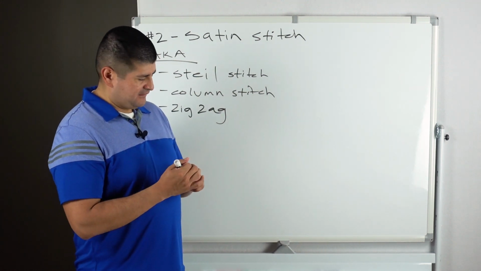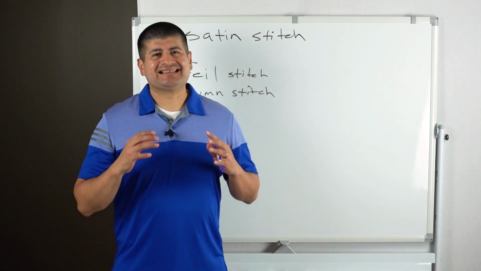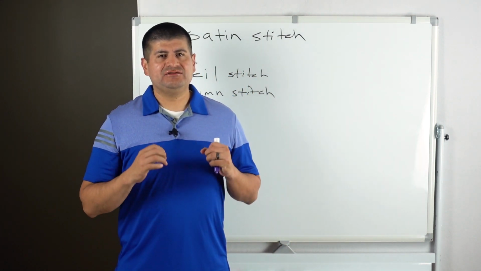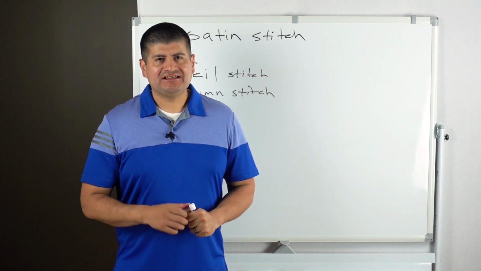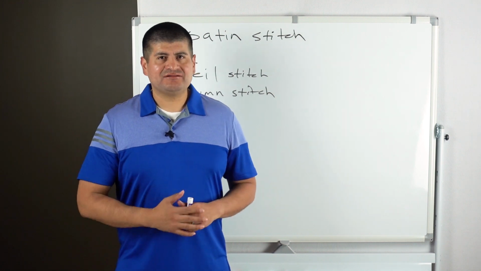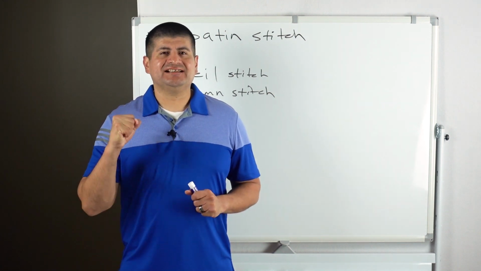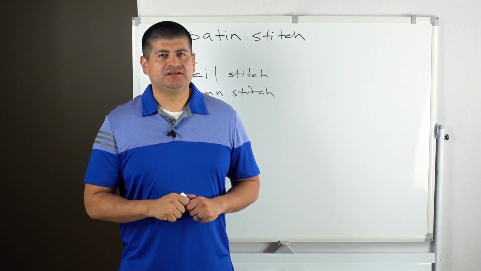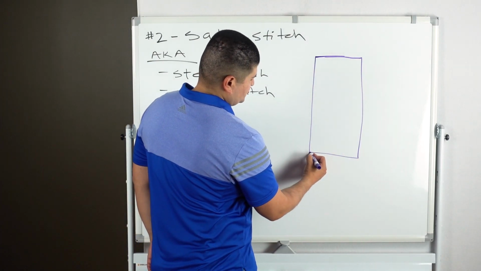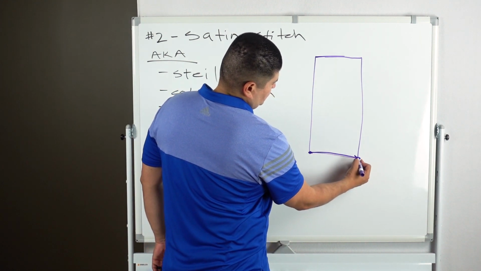Now, this is my favorite stitch. It's giving you boldness. If you need boldness in your design, you're definitely going with the satin stitch. That's why maybe 99% of your text is always satin stitch, because it gives it a nice, clean, bold look. Satin stitch is pretty much going from one side to another side.